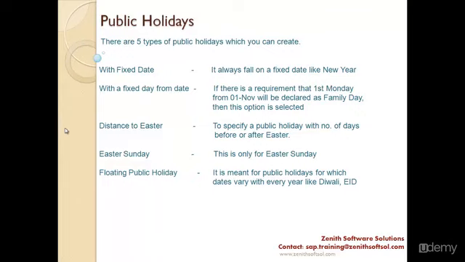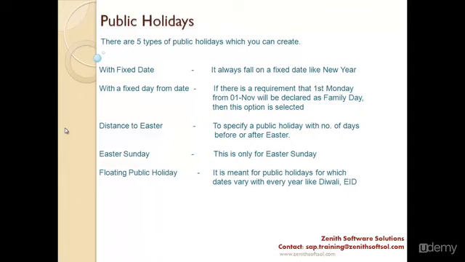The first one is with fixed date. What do you mean by fixed date? It means the holiday will fall every year on that fixed date, like New Year, which always falls on a fixed date. Now the second option is with a fixed day from date. What do you mean by a fixed day from date? Meaning, for example, there is a requirement that the first Monday from November 1st will be declared as Family Day. So it is a fixed day from date. Here the date is 1st November and the fixed day is Monday.